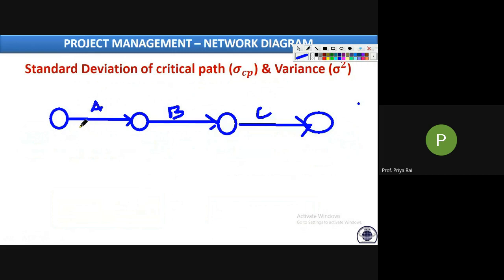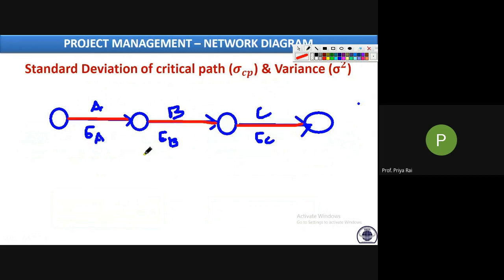They will give you TO, TM, TP for every activity, then we can easily calculate sigma of each activity: sigma A, sigma B, and sigma C. So these are the critical activities, and the path which they follow is the critical path.